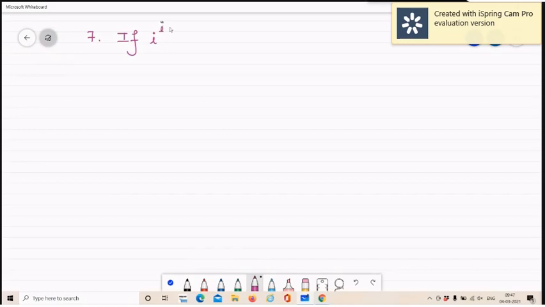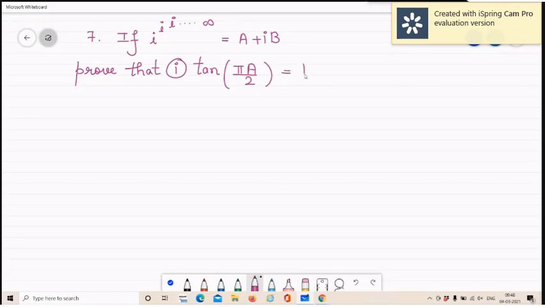If i raised to i raised to i till infinity is a plus ib, then prove that tan of pi a by 2 is equal to b by a, and a square plus b square is e raised to minus pi b. Now this is what we need to prove.